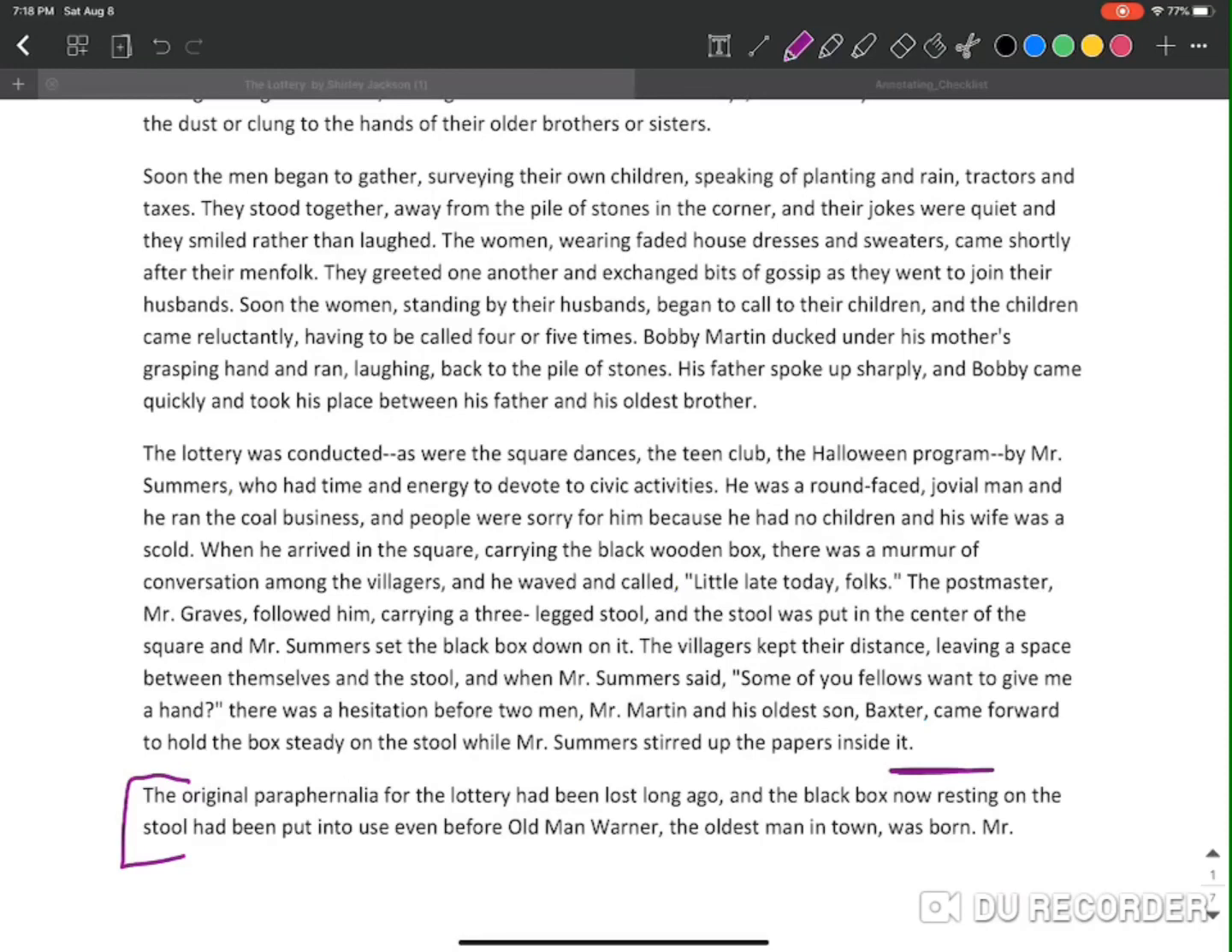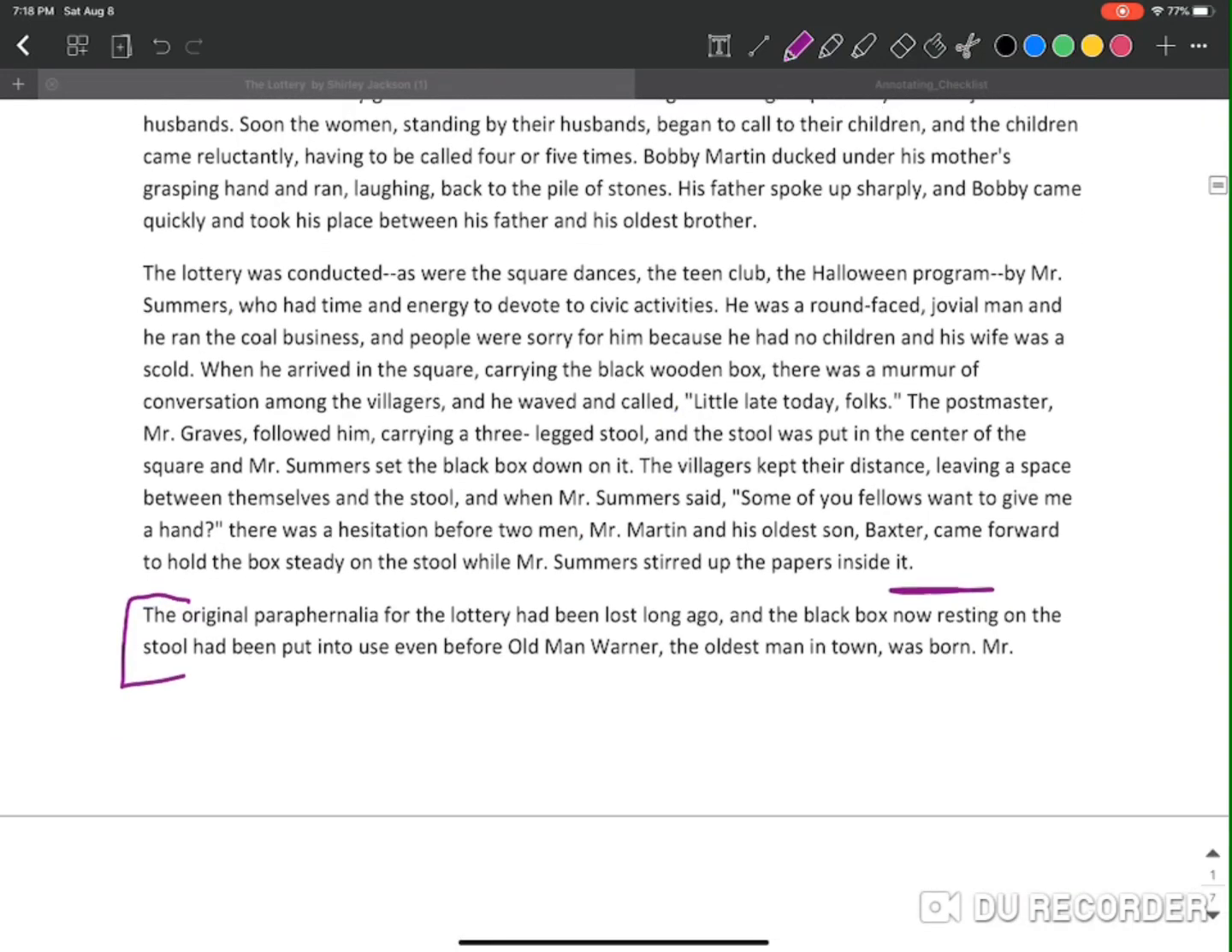They stood together, away from the pile of stones in the corner, and their jokes were quiet, and they smiled rather than laughed. The women, wearing faded house dresses and sweaters, came shortly after their menfolk. They greeted one another and exchanged bits of gossip as they went to join their husbands. Soon the women standing by their husbands began to call to their children, and the children came reluctantly, having to be called 4 or 5 times. Bobby Martin ducked under his mother's grasping hand and ran laughing back to the pile of stones. His father spoke up sharply, and Bobby came quickly and took his place between his father and his oldest brother.